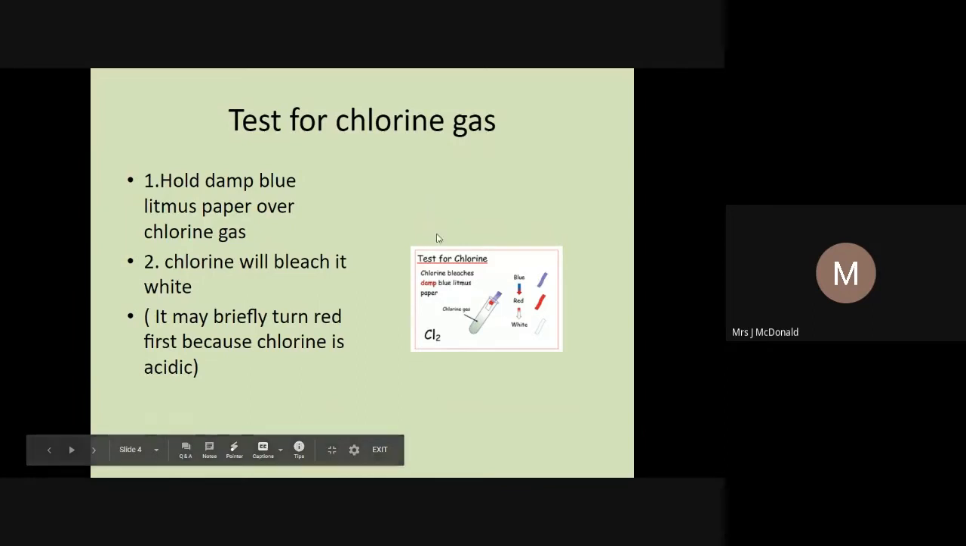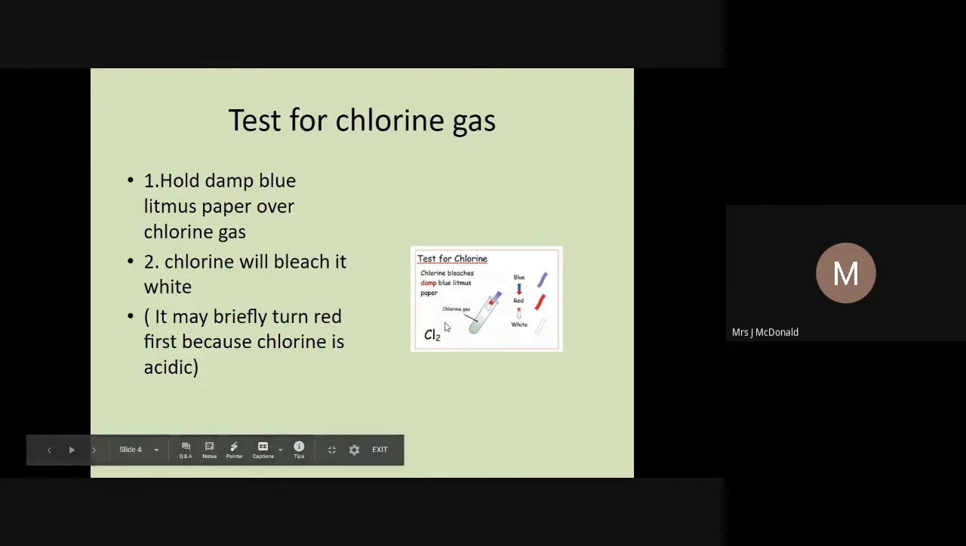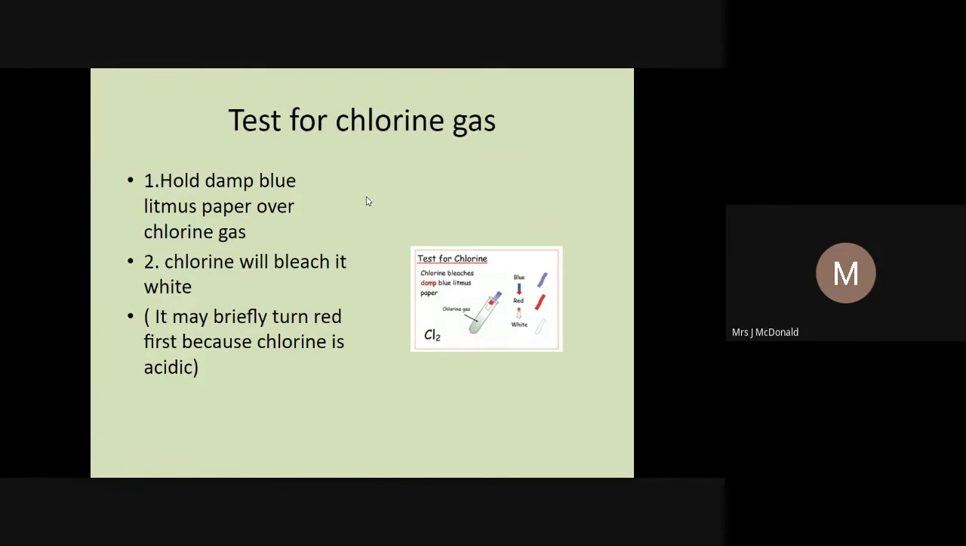One of the things you've got to know is the test for chlorine gas. So chlorine is the second element down in group 7. This is how it exists, Cl2. And this is the test, and you'll need to learn this.